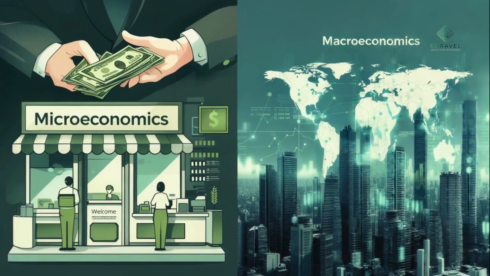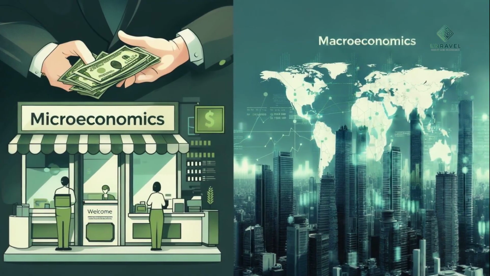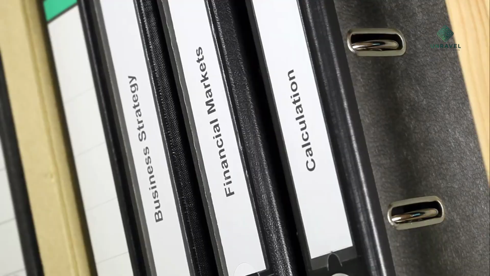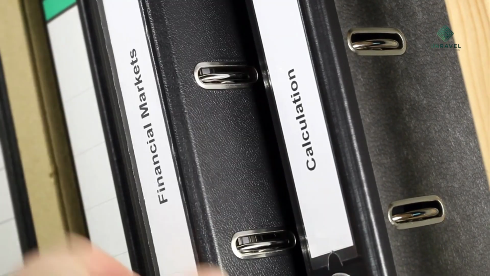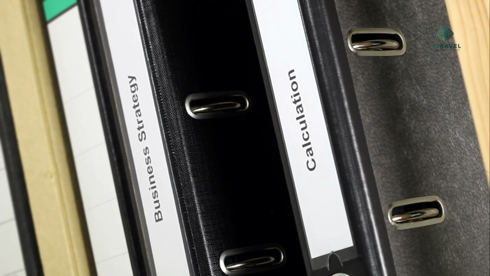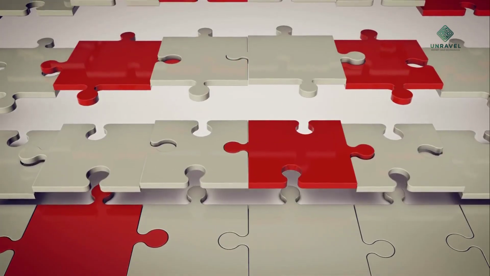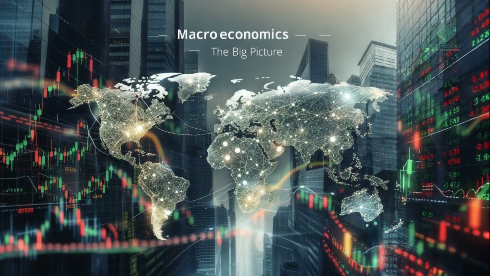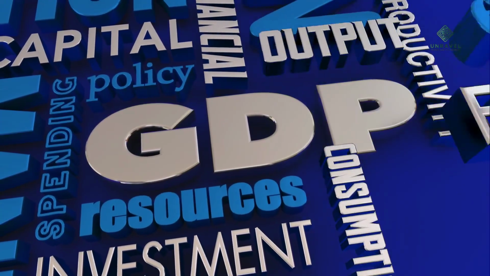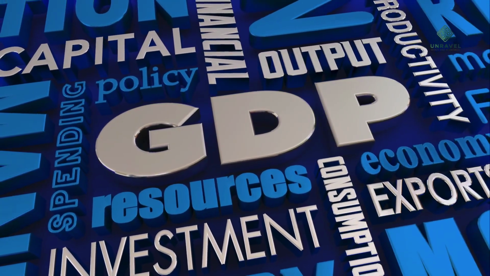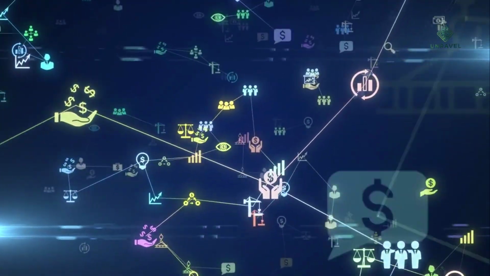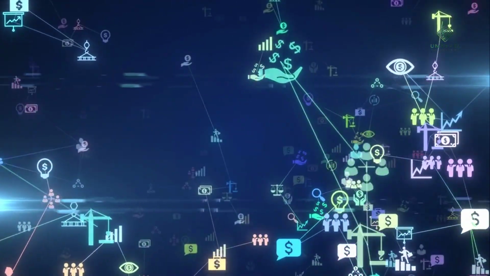Economics is divided into two main branches: microeconomics and macroeconomics. Microeconomics focuses on individual decisions, how people and businesses make choices, how prices are set, and how markets work. It's about understanding the small pieces of the economic puzzle. Macroeconomics, on the other hand, looks at the big picture. It studies the overall economy, including issues like inflation, unemployment, economic growth, and government policies. It's about understanding how all those small pieces fit together to form the economic system as a whole.